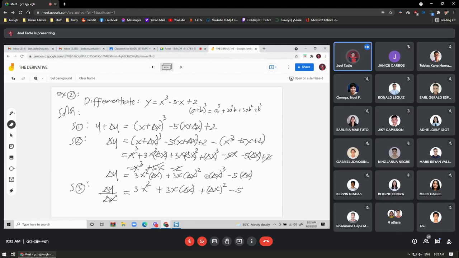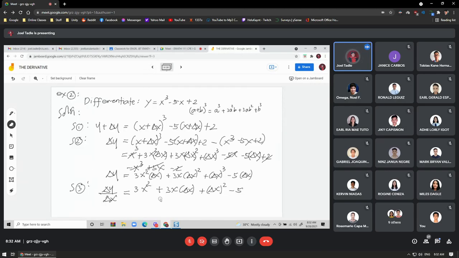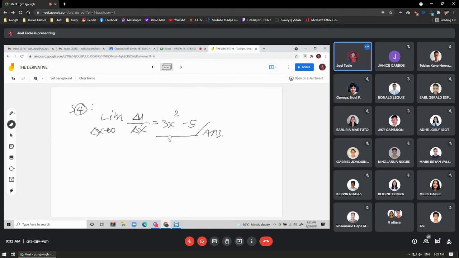Then step number 4, we evaluate the limit of delta y over delta x as delta x approaches 0. So in step number 3, the terms with delta x become 0, so the second and third terms become 0, because delta x is 0. So the final answer is 3x squared minus 5. This one, guys.